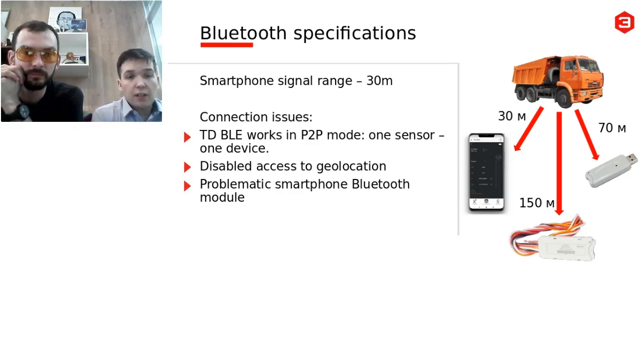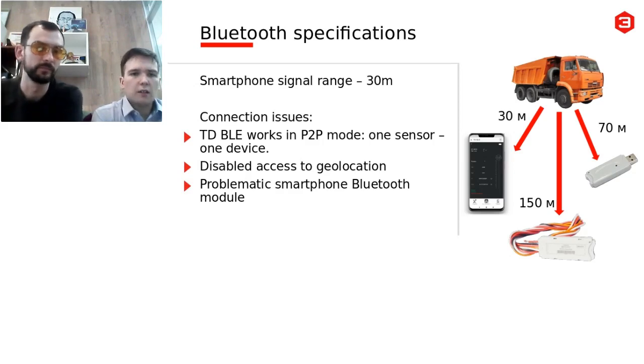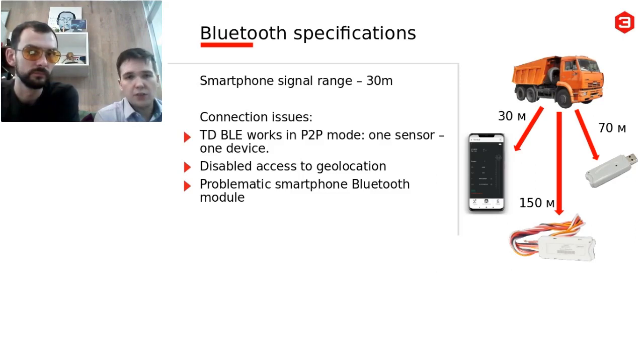Sometimes our customers experience issues with connecting to the sensors, or connecting the sensors to their smartphones in the app. The main reason is that the sensor has already been connected to another smartphone. In this case, you need to disconnect it from that smartphone, because with smartphones our sensors interact according to the P2P principle, or they work in P2P mode: one sensor, one device.